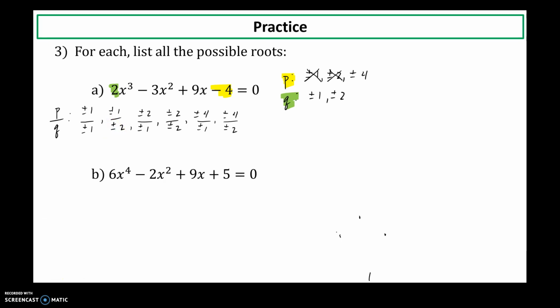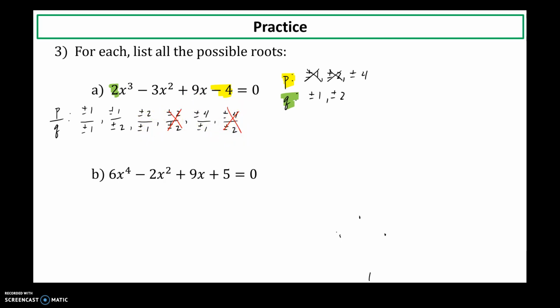Now let's check some things out here. These are all the possible roots, but look at what repeats. So this would just be 1, 1/2, 2. Now 2 divided by 2 is going to give me 1 again, so we don't have to check that again. 4 divided by 2 just reduces to 2, so I don't have to check that again.